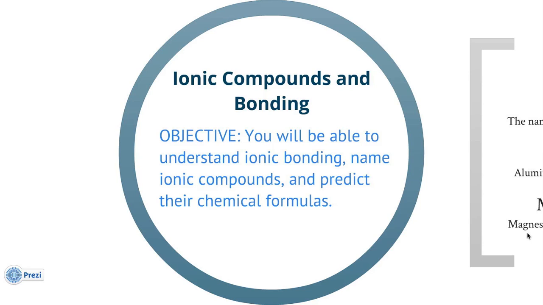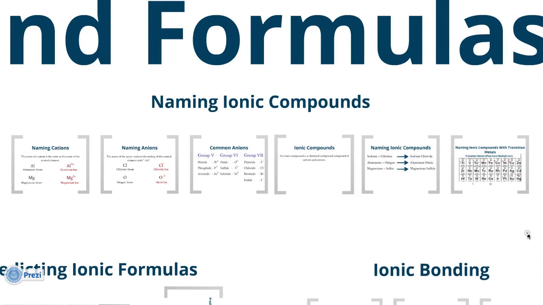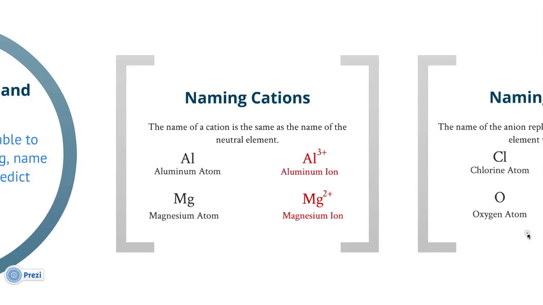Ionic compounds and bonding. You will be able to understand ionic bonding, name ionic compounds, and predict their chemical formulas. First, we want to look at how to name ionic compounds.